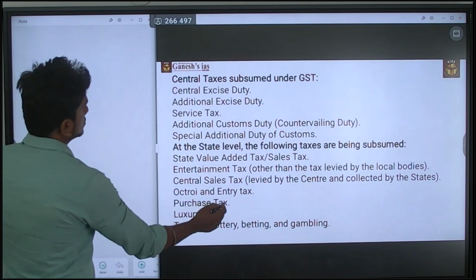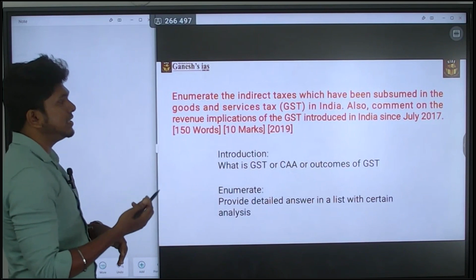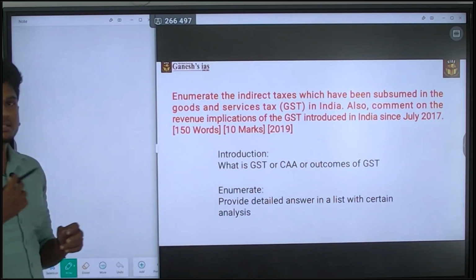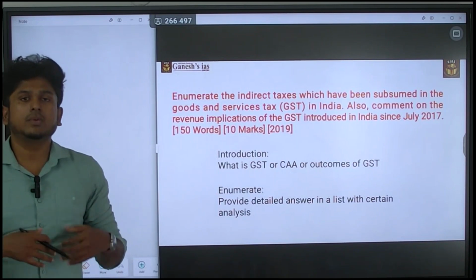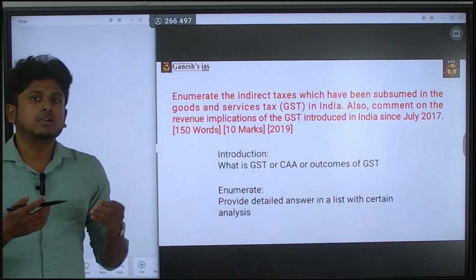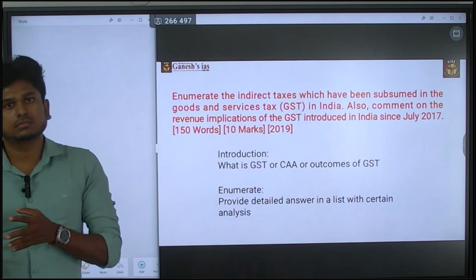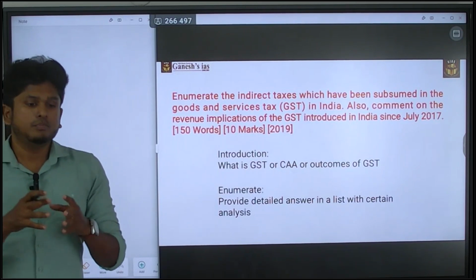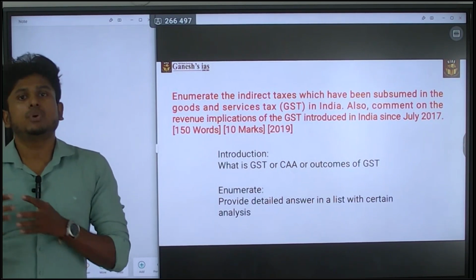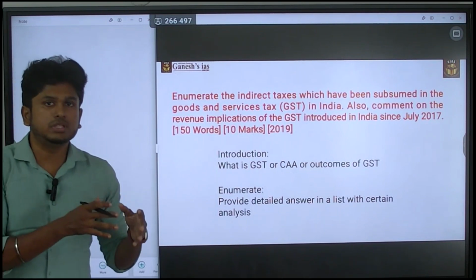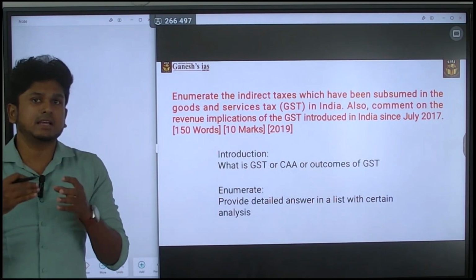Next is about command. Command on the revenue implication of the GST, which means you can say it in the positive way or else in the negative way, because it is a command. It's up to you. You can say that due to the introduction of the GST, states faced a huge revenue loss, or that they are losing a major chunk of revenue for running their state budget, affected due to this introduction of the GST, or due to the various tax slabs.